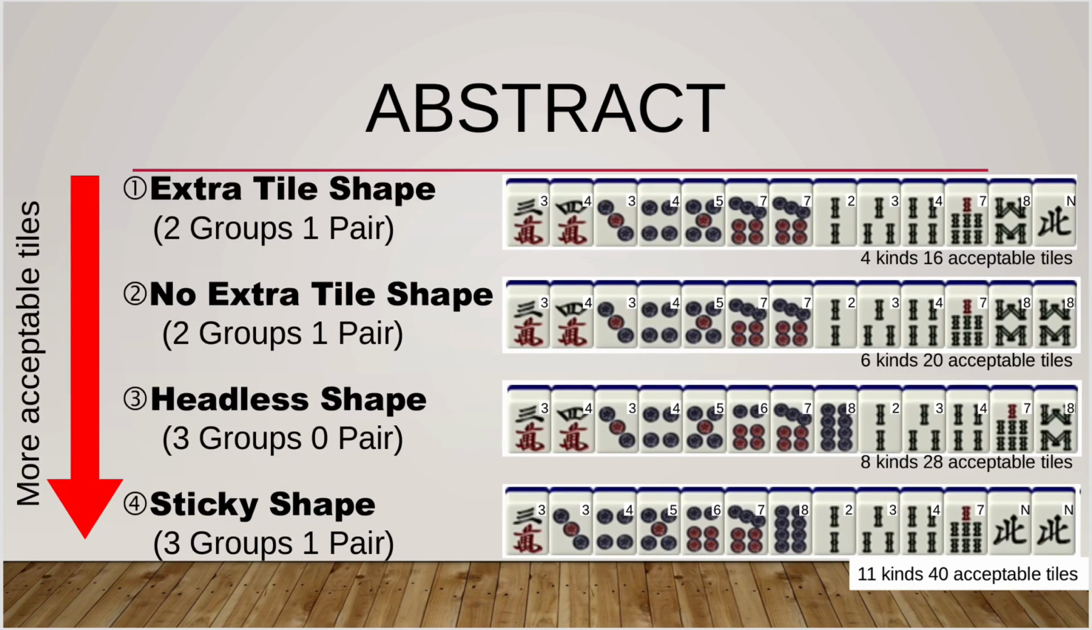Here is the abstract of this video. One-away can be divided into the following 4 shapes: extra tile shape, no extra tile shape, headless shape, and sticky shape. From top to bottom, the range of accepted tiles widens. By being aware of these 4 shapes, you'll be able to choose the optimal discards.